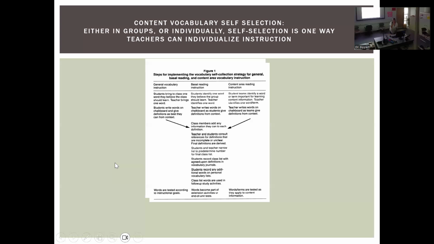Content vocabulary self-selection basically is students go through the text and identify the words that they feel they want to learn more about. It's them as a class selecting which vocabulary words they're going to focus on for that unit of study. Here are some steps you could do, but at the same time, that's the gist of it: having the students identify those vocabulary words that they would like to learn.